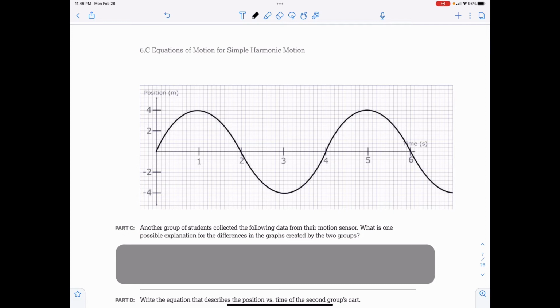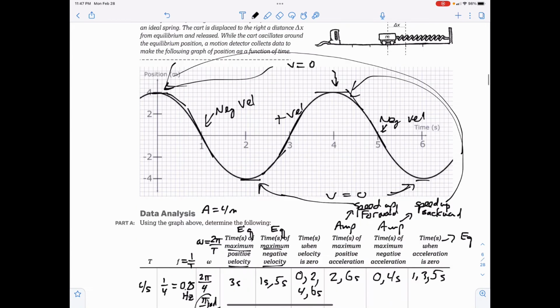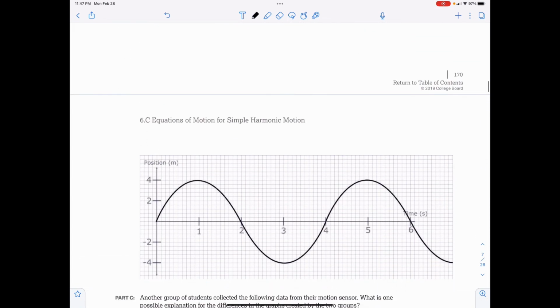Another group of students collected the following data from their motion sensor. What is one possible explanation for the differences in the graph created by the two groups? Well, it's pretty easy because you can see at time equals 0, this graph starts at the amplitude position. So that means they released the cart from rest when they started collecting data from the motion detector. In other words, when the cart was at rest at the amplitude. But here, the cart has maximum speed through equilibrium.